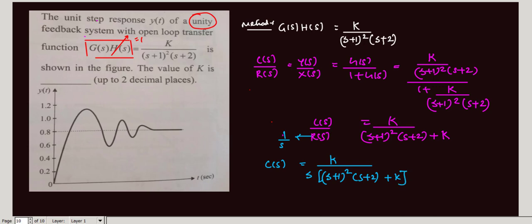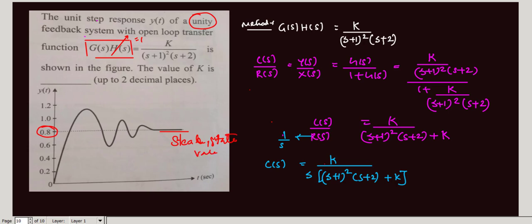So you can see from this figure, what is the final value? The final value is 0.8, the steady state value. The steady state value is 0.8.